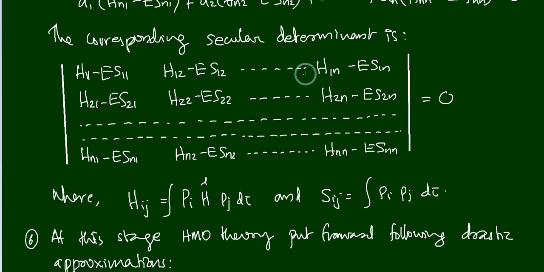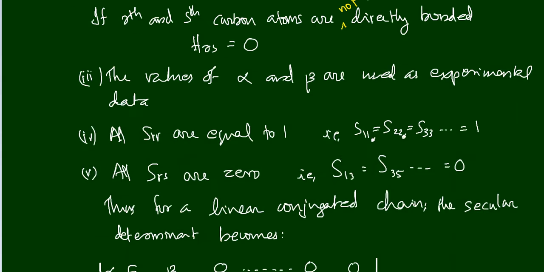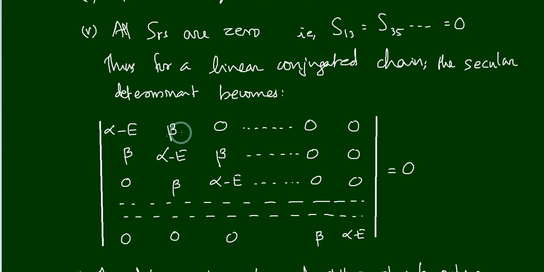So the next element will be 0, and any other element after that will also be 0. So the first row will be alpha minus E, beta, then 0, 0, 0, 0, etc. to 0. That is what is written here: alpha minus E, beta, 0, 0, 0, 0, 0.